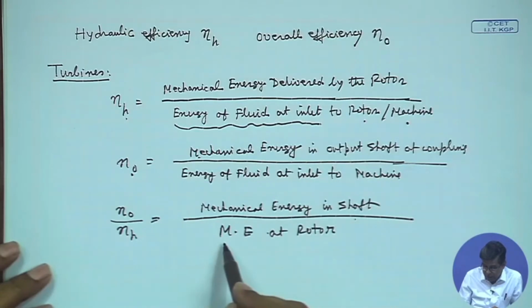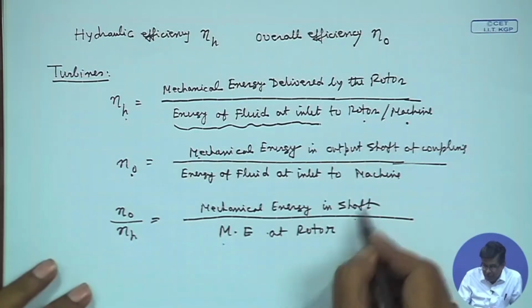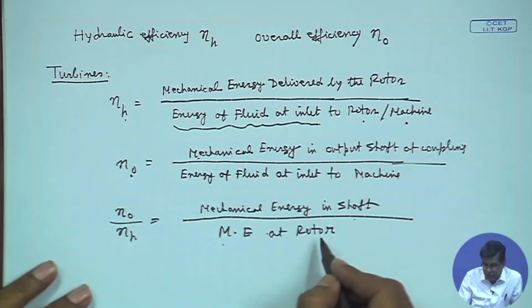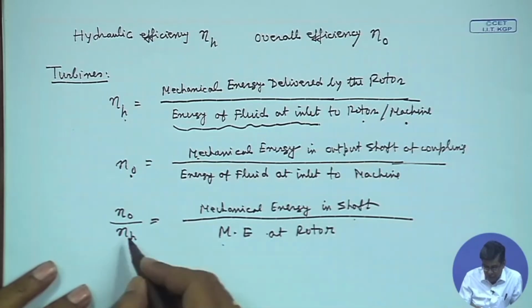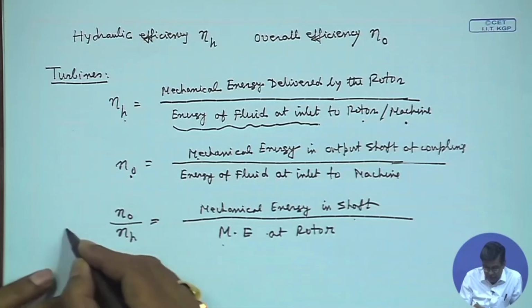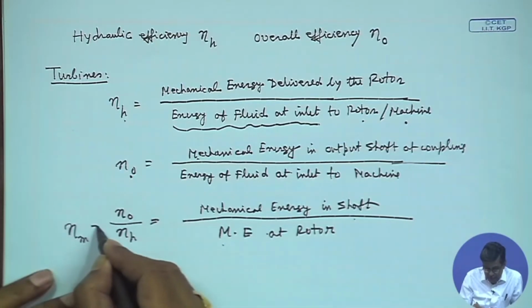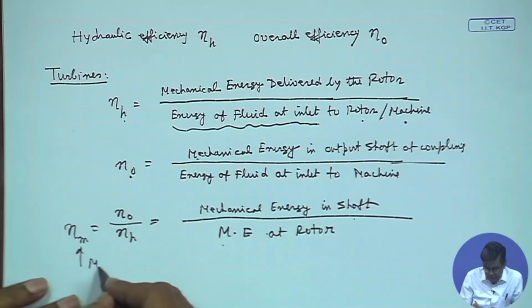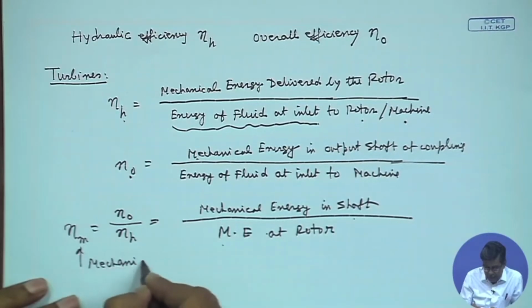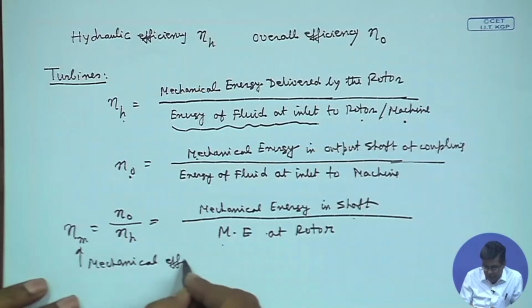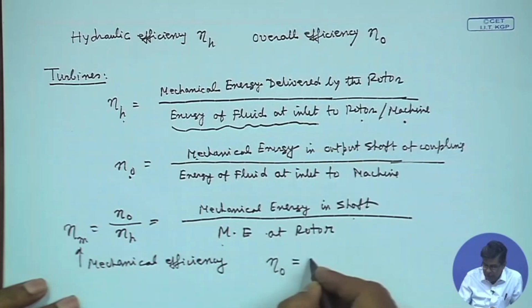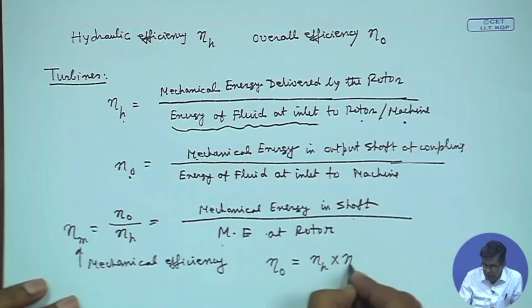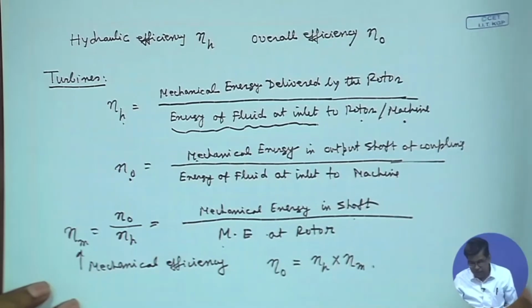That means the mechanical energy at the shaft is always less than that at the rotor because of the mechanical friction in glands, bearings and couplings. So, this ratio is always less than 1, and this is defined as mechanical efficiency, eta m. Hence, we can write the overall efficiency is hydraulic efficiency into mechanical efficiency. Okay. Now, next, similar is the case of pumps or compressors.